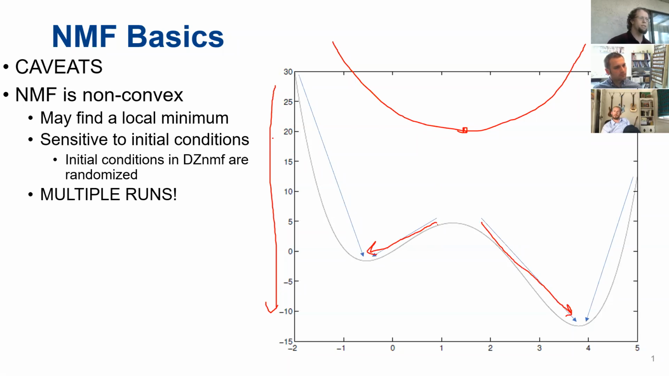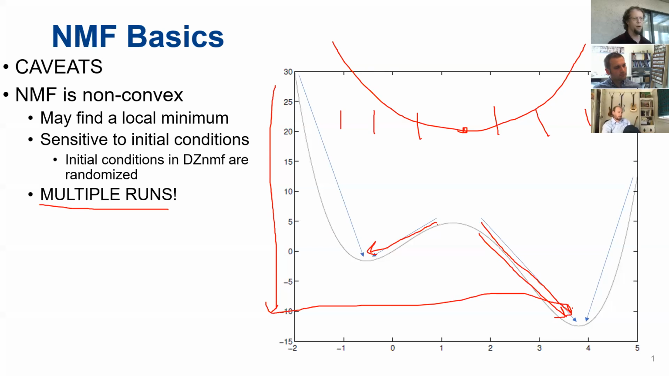And so you might say, well, what do we do about that? The solution, at least the one we've implemented in DZnmf, is multiple runs. Because that starting point is random, the idea is that if we're randomly sampling the starting space, eventually one of those is going to give us our minimum value, and then we simply select the run that gives us the lowest final residual as the one that we prefer.